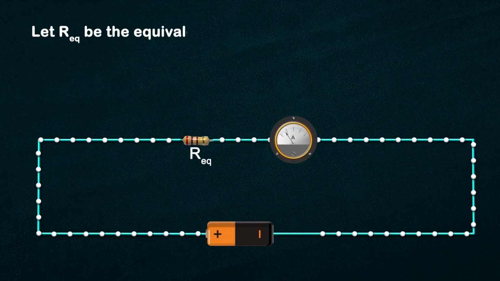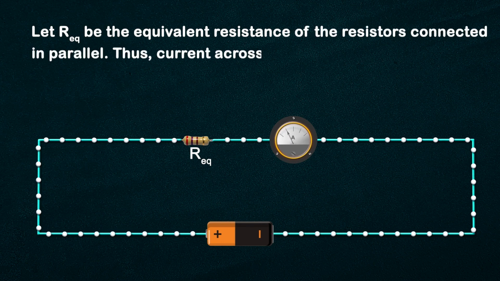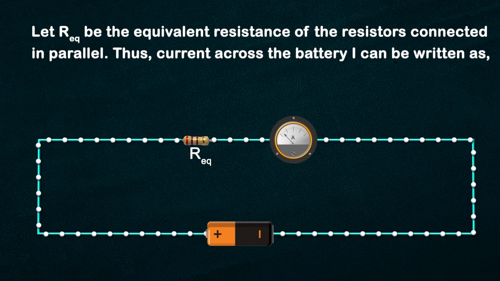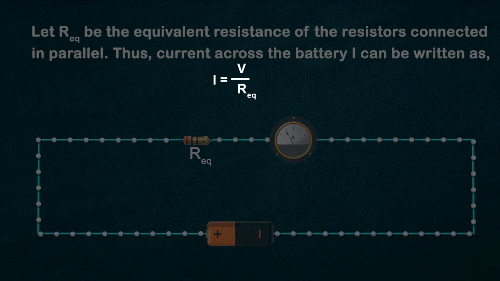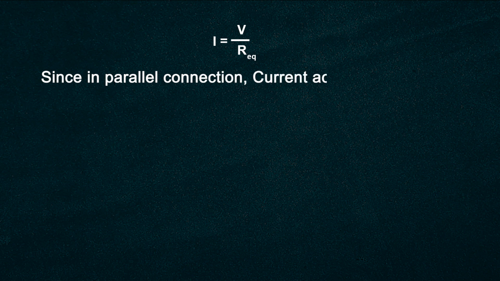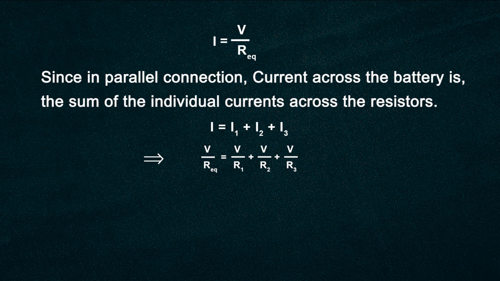Let R be the equivalent resistance of the resistors connected in parallel. Thus, the current across the battery I can be written as I is equal to V by R equivalent. Since in parallel connection, the current across the battery is the sum of the individual currents across the resistors, that is, I is equal to I1 plus I2 plus I3. On substituting the values of I, I1, I2 and I3 in the equation, we get V by R equivalent is equal to V by R1 plus V by R2 plus V by R3.